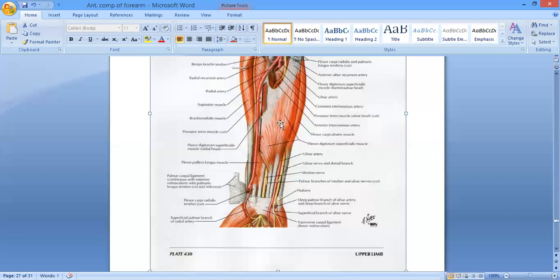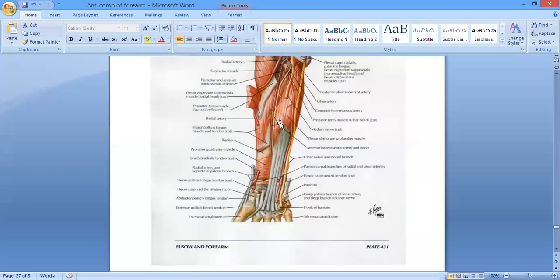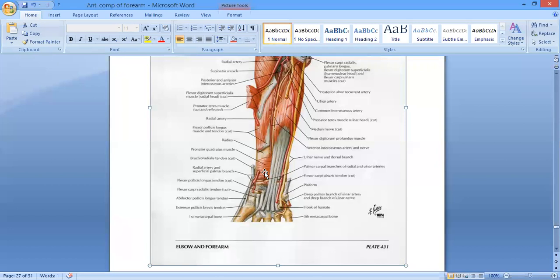And then the third group is the deeper group, the deep group, and it consists of 3 muscles: the flexor digitorum profundus, flexor pollicis longus, and the pronator quadratus. Okay, and the other structures which you will come across in your anterior compartment. So the 2 major arteries, the ulnar artery and the radial artery.